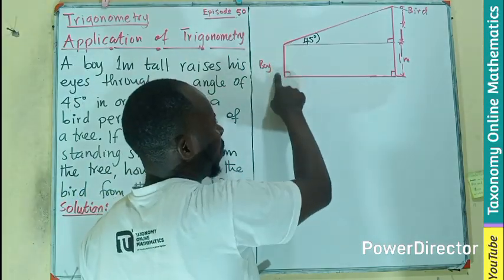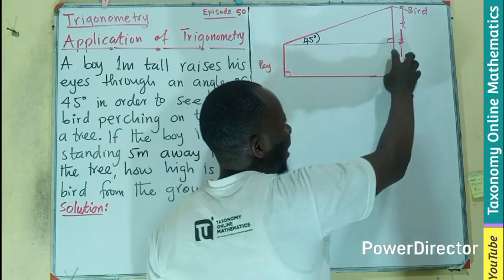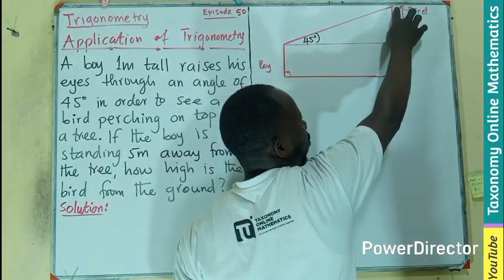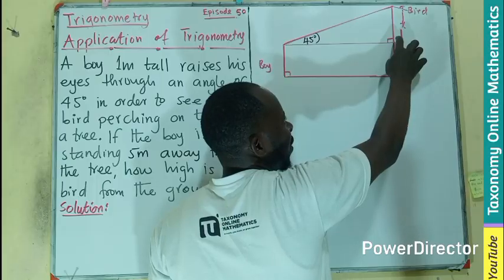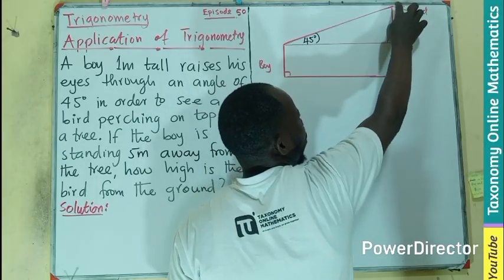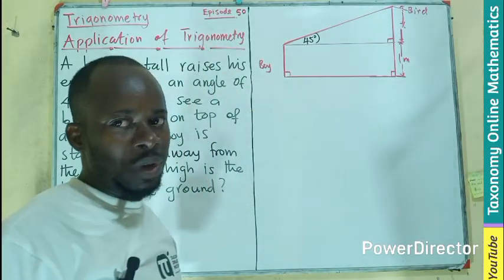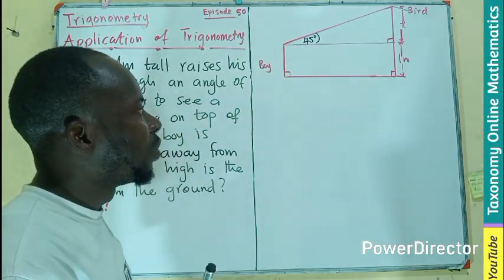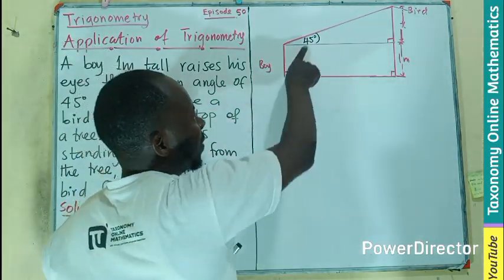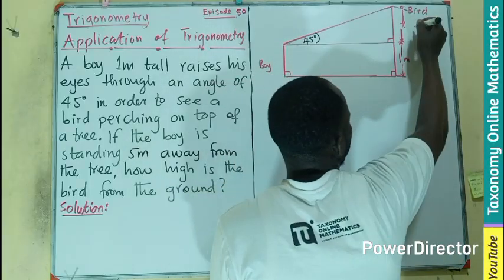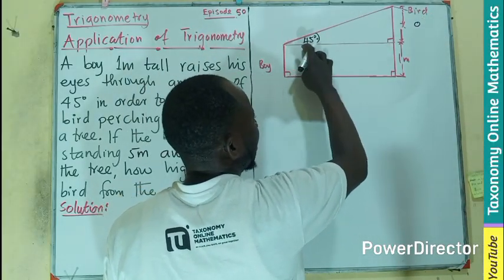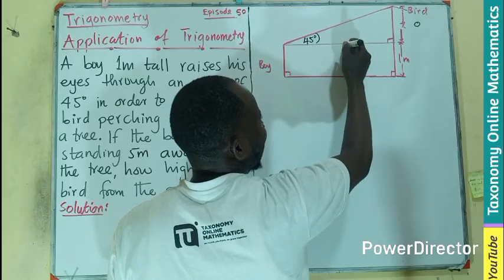Then, since this is the boy, the length is 1 meter. This will also be 1 meter because this forms a rectangle. Then we need to know the distance from the eye level to where the bird is on the tree. That is where the application of trigonometry is going to be applied. So this is the opposite side. Then this is going to be the adjacent.